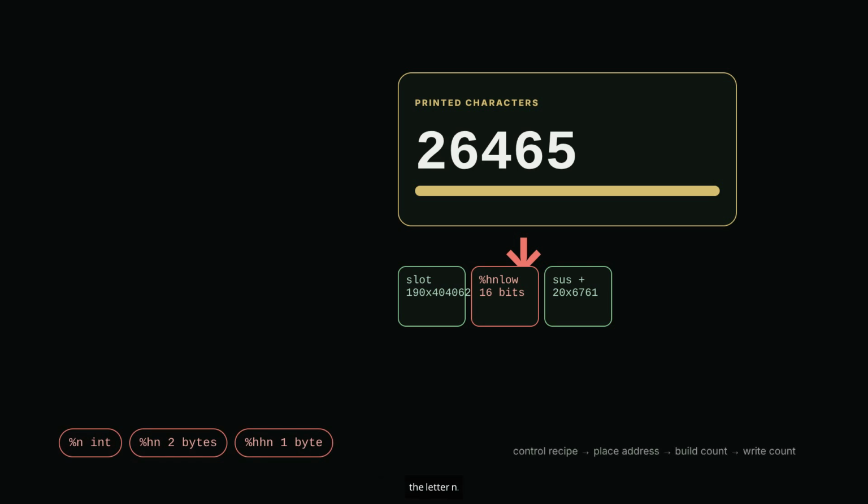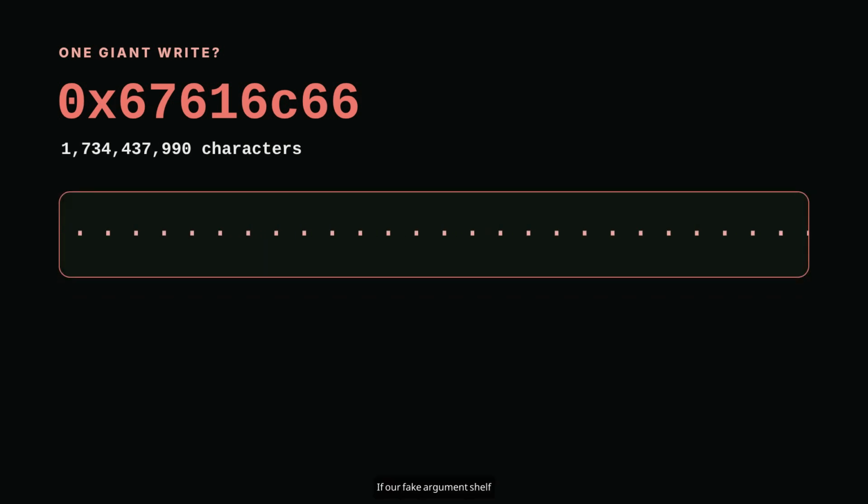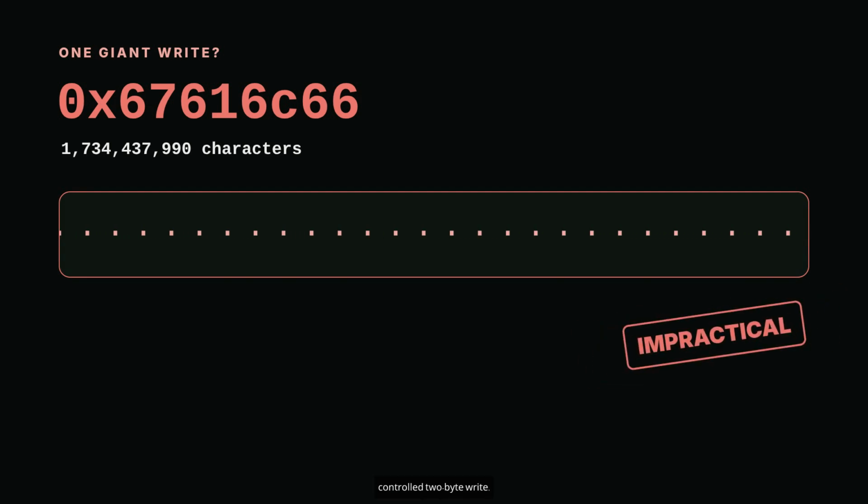%n does not print the letter n. It takes a pointer and writes the number of characters printed so far. printf("hello%n", &count) leaves count equal to 5. The h modifier makes %hn copy only the low 2 bytes. If our fake argument shelf contains the address of sus, the same feature becomes our controlled 2-byte write.